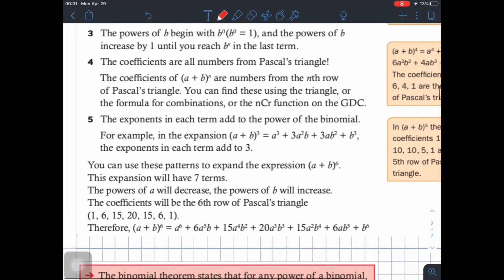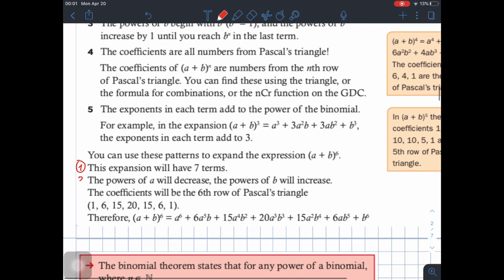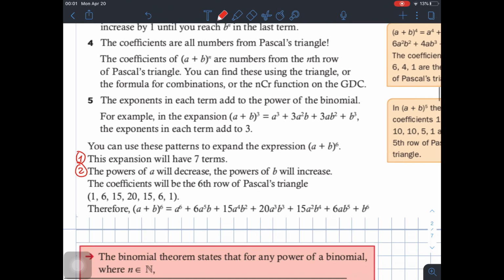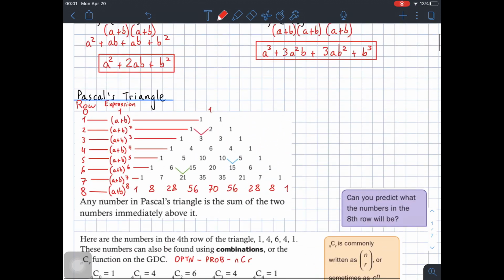Okay, then it says, you can use these patterns to expand the expression a plus b to the power of 6. If we use the properties, we should know that, first of all, the expansion should have 7 terms, right? Number 2, we should know that the powers of a, the first term, will decrease and the powers of b will increase, okay? Property number 3, the coefficients in front will be the 6th row of the Pascal's triangle. Which, if we go look at the Pascal triangle, the 6th row is this one over here.